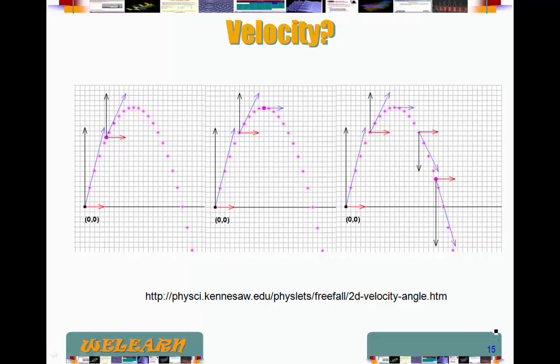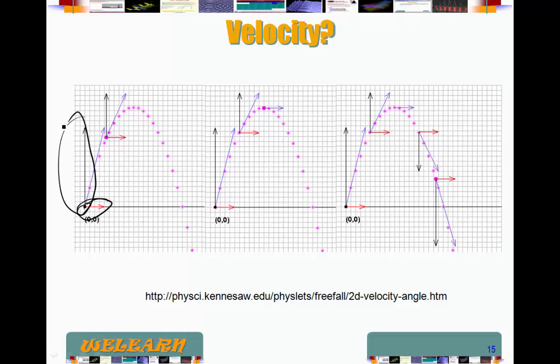Now let's discuss the velocity of an object thrown at an angle. Here, let's look at the object. This is our ball. The initial velocity that we give it is going to be the blue arrow here. And the simulation is allowing us to see the horizontal part of that velocity, or the horizontal component, in red, and the vertical component, in black.